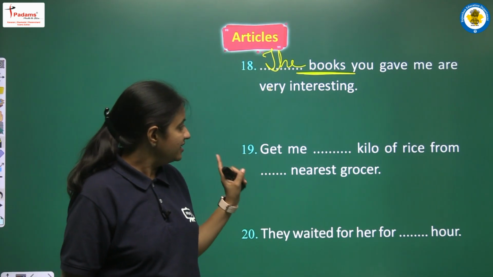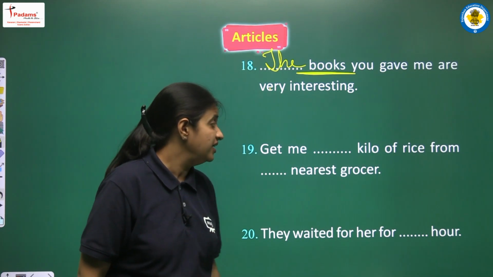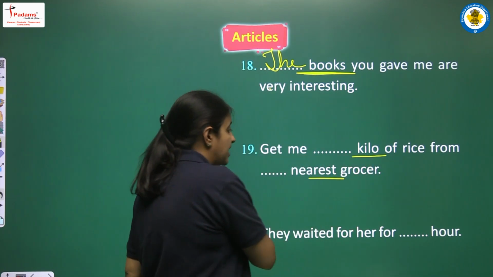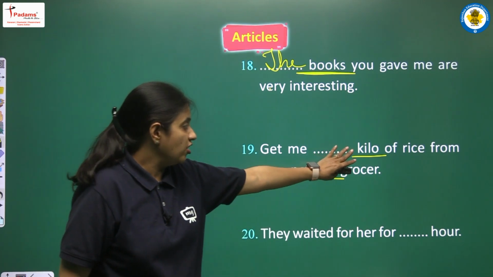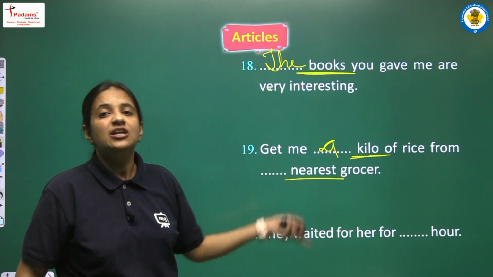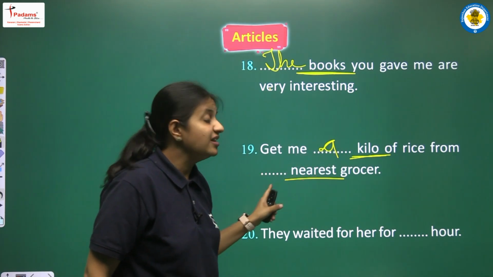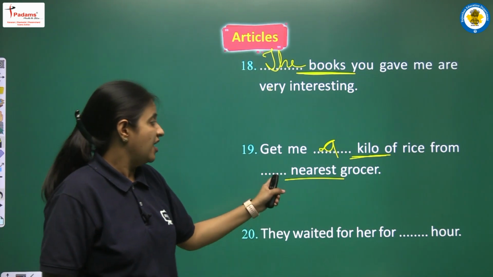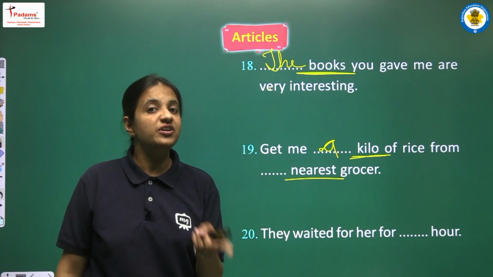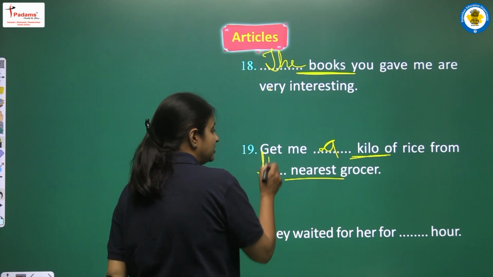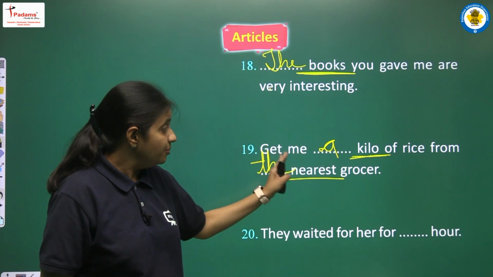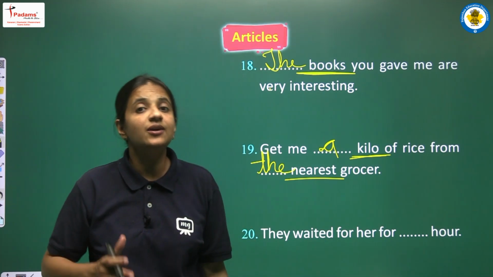Okay. Next sentence, get me kilo of rice from nearest grocer. So here again we are having two blanks, right? The first blank we are having before kilo, the second blank we are having before nearest. So let's talk about the first blank. So here we will write A according to the sound. We are having a consonant sound, so for a consonant sound we have to write A. Now we are having nearest. So again students, you have to be very careful about all the parts of speech, about all the words. So nearest, this is the superlative degree of near. So because of this reason we have to write the, because the will always be there before a superlative degree. So now the sentence will be, get me a kilo of rice from the nearest grocer.